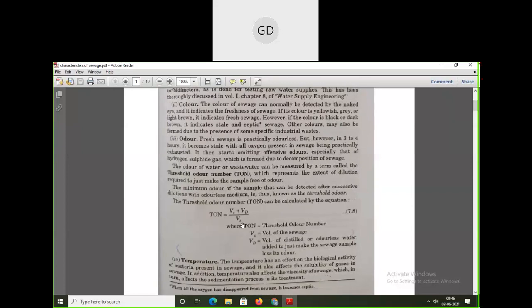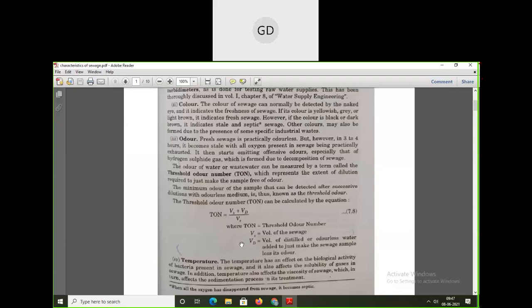When the oxygen gets out of the sewage, the sewage starts giving very offensive odors. There is hydrogen sulfide gas, and the presence of hydrogen sulfide gas will give a very offensive smell or odor. That means the sewage has started to decompose. That is why it is giving very offensive odors.